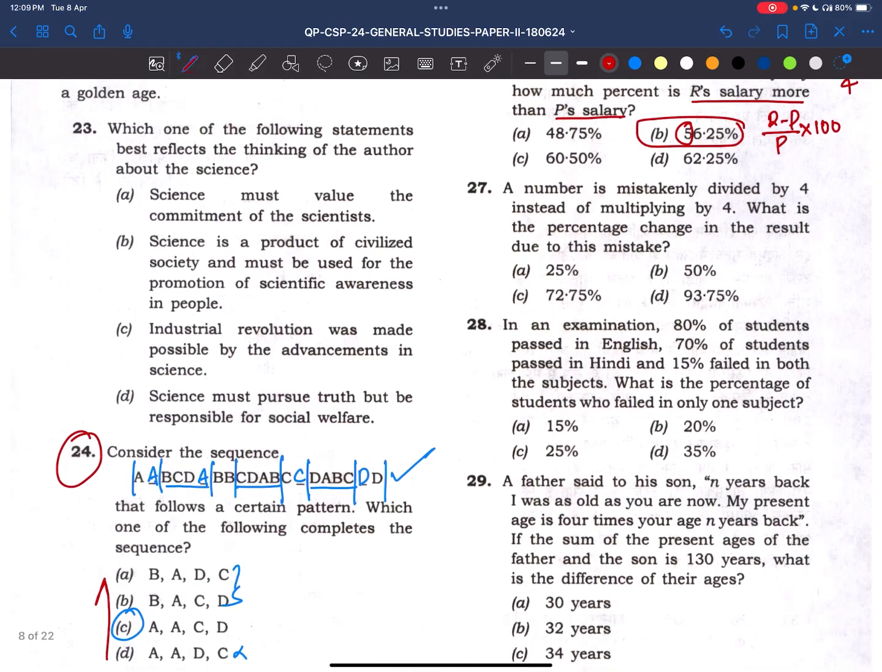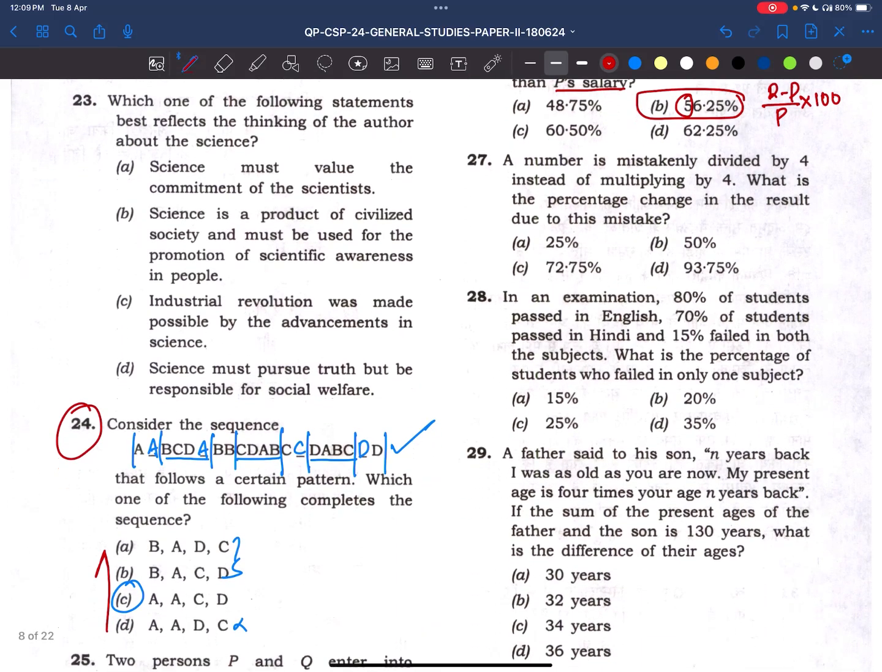Now, a number is mistakenly divided by 4. Let's take the number as 100. Mistakenly divided by 4, we'll get 25, instead of multiplying with 4. That means the actual number should be what?